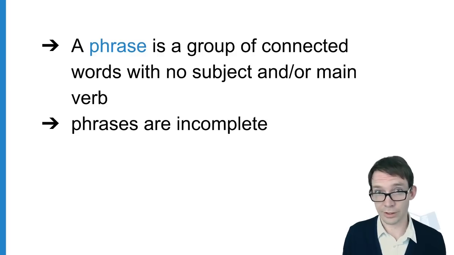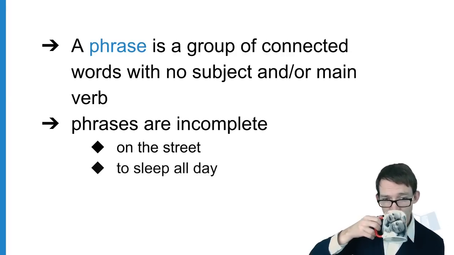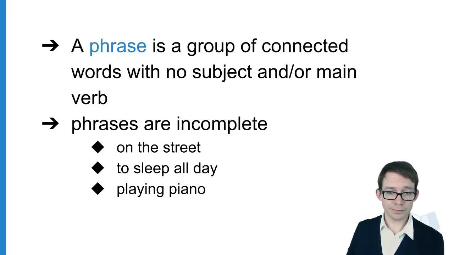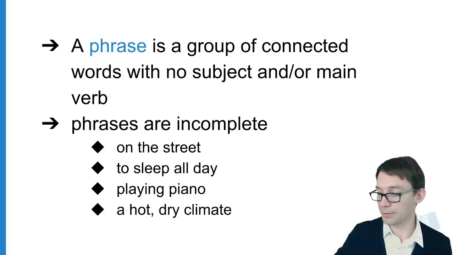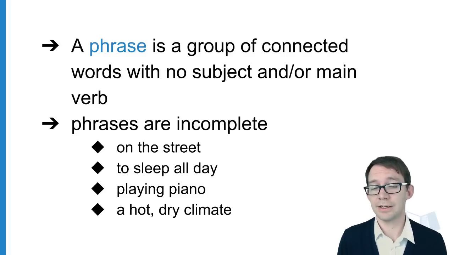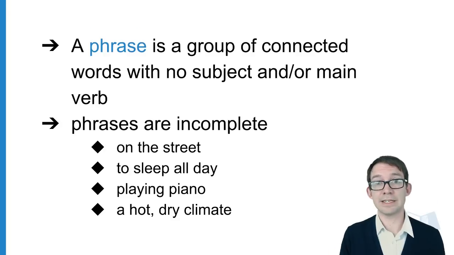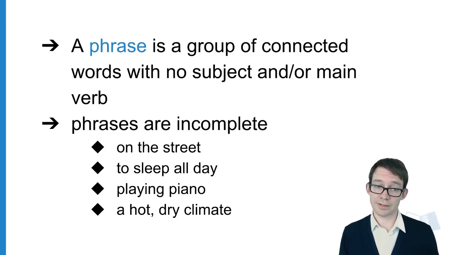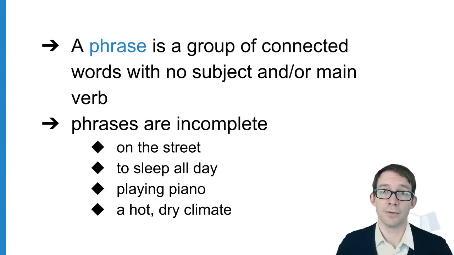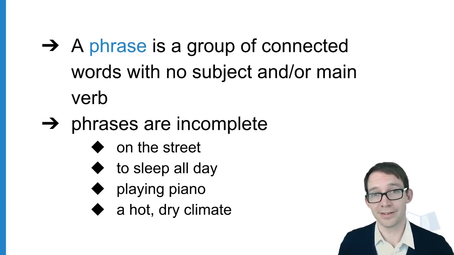Okay, so let's look at some examples of phrases. On the street, to sleep all day, playing piano, and a hot, dry climate. Okay, so these are 4 examples of phrases. They have different functions in a sentence. Oftentimes, a phrase can be used to give detail or information about a sentence. Sometimes phrases can be the subject or object of a sentence, but again, alone, they're incomplete. Okay, and I'll talk a little bit more about why I'm explaining phrases in a bit.